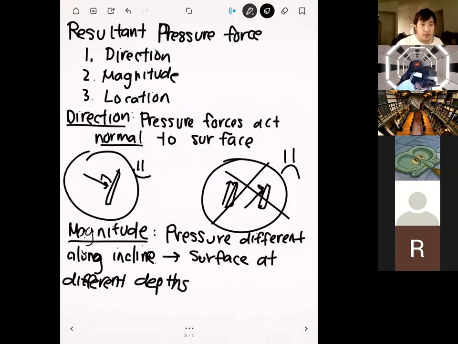So the smiley face is just to indicate that the pressure force is always going to be normal to that surface. What that means is that the pressure is going to act basically directly onto the surface like this. The smiley face indicates that this is correct, and the frowny face indicates that the one on the right is not correct. The force is never going to be either parallel to the surface or oblique to the surface like this. It's always going to act directly on the surface at a 90-degree angle.